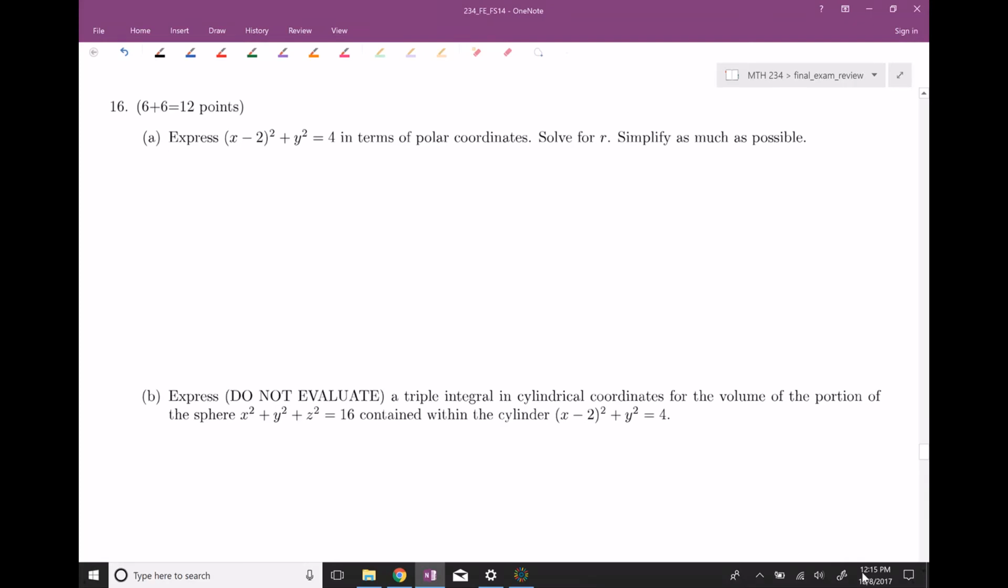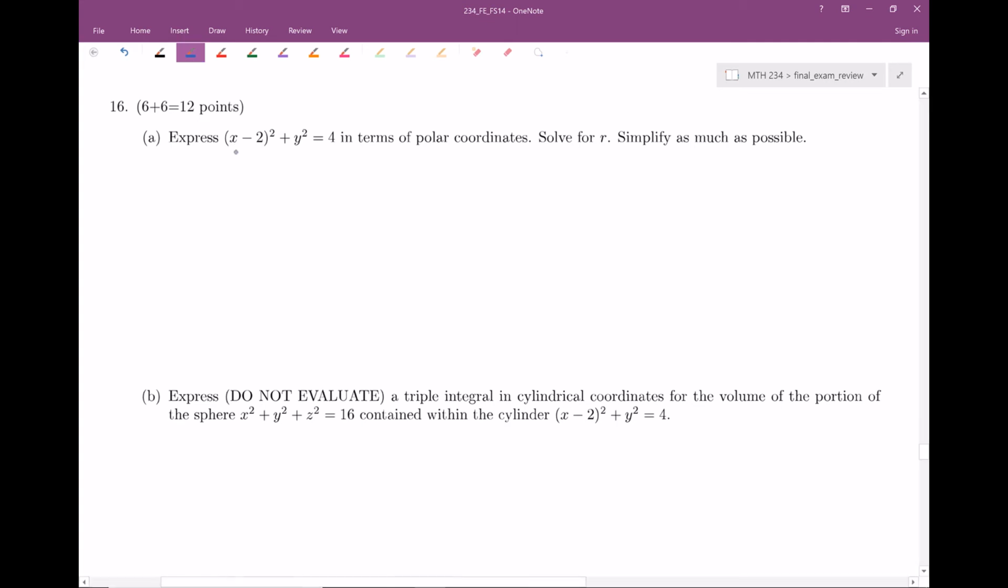Welcome everyone to page number 7 of the Fall Semester 2014 final exam for Math 234. This page we're going to express (x − 2)² + y² = 4 in terms of polar coordinates, solve for r, and simplify as much as possible. Alright, so let's get to it.